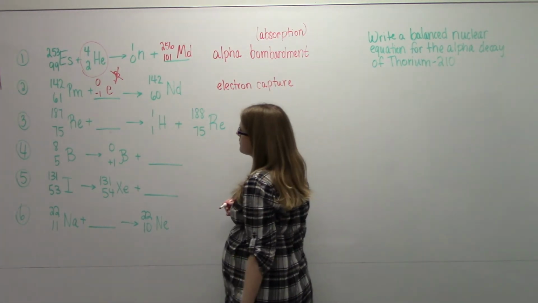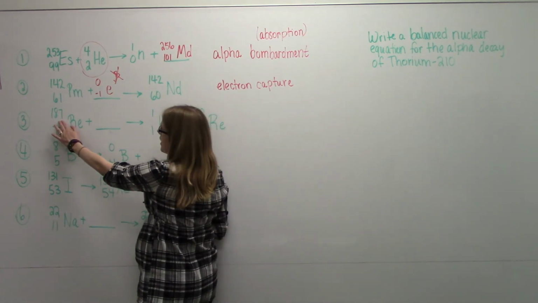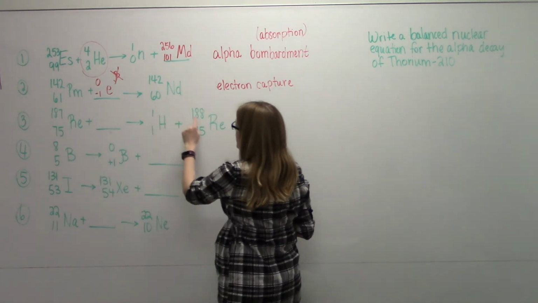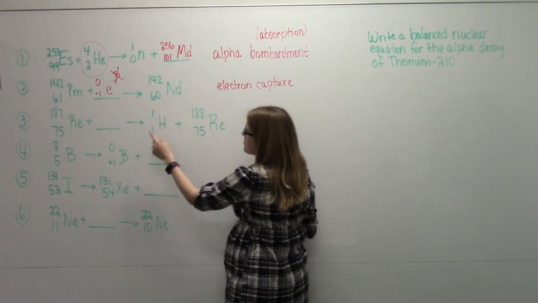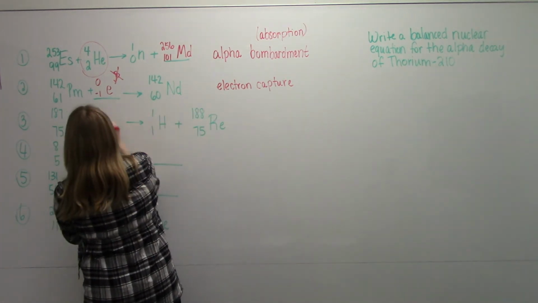Let's do the next one. 187 on the top, on this side. 189. That means we need 2 more over here. So 2 on top.